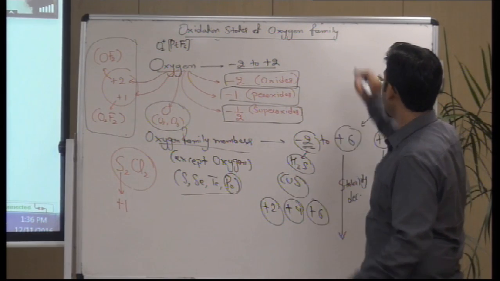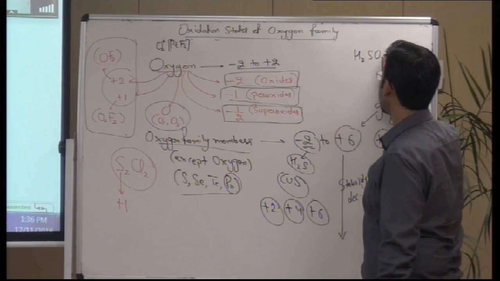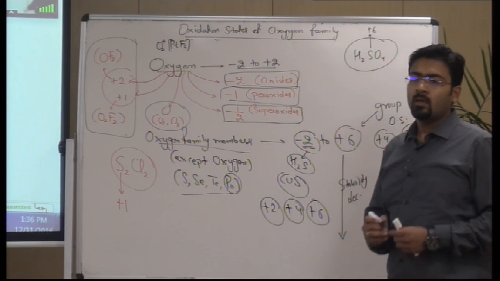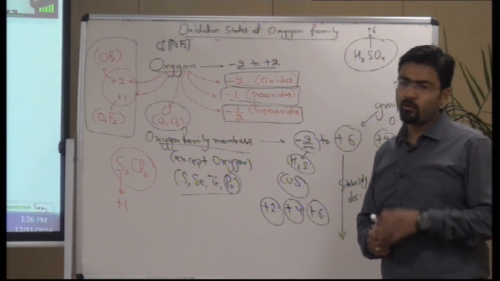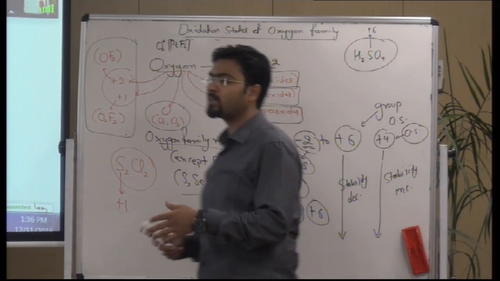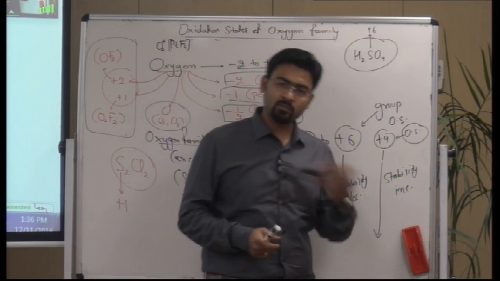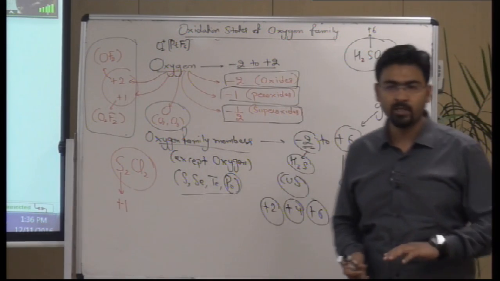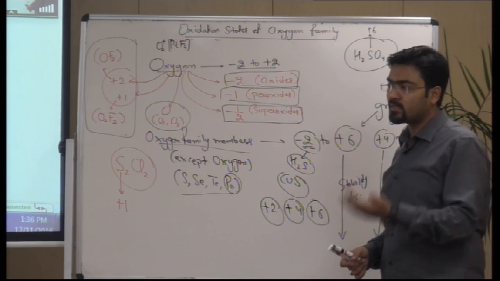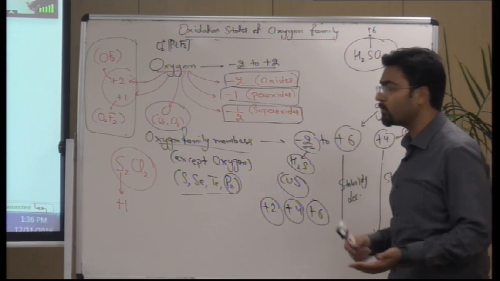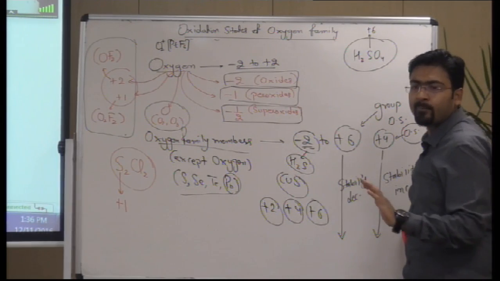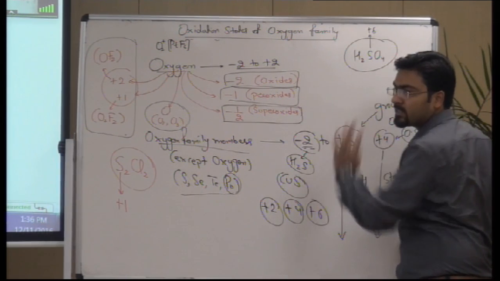Advantage of it is, for example, I have a compound of sulfur in +6 oxidation state, which is H2SO4. Now this compound can undergo a redox reaction if it's reacting with some substance, for example H2O2, which can act as an oxidizing agent as well as a reducing agent. Now I also want to understand, in front of H2O2, does H2SO4 have a choice or not?